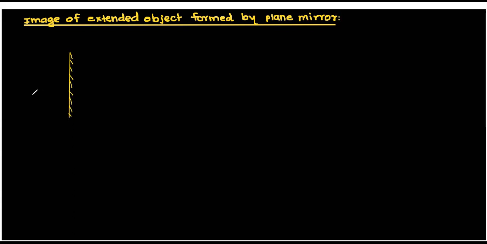And now we are having an extended object like this. This is the object, an inclined one. Okay, this is not an arrow, this is an object. So I'm giving some points here. Suppose this point is A, this one is C, and this one is B. So how will the image of this form? The image will form like this.